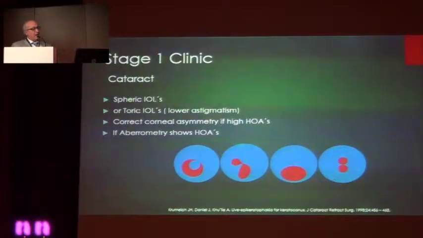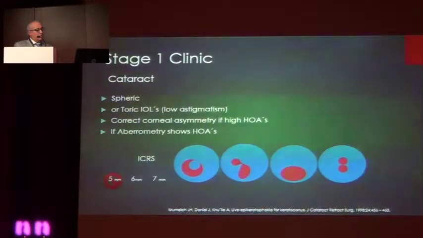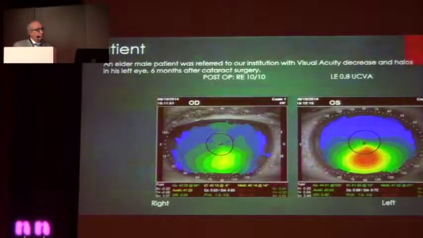If this patient has cataract, you choose a spheric IOL or a toric IOL. If the patient has high HOAs, and tomography shows high aberrations, you can choose intracorneal segments. Never use 5 millimeters of this segment. You choose 6 or 7 millimeters.